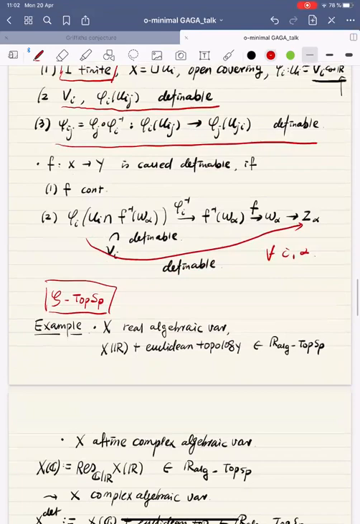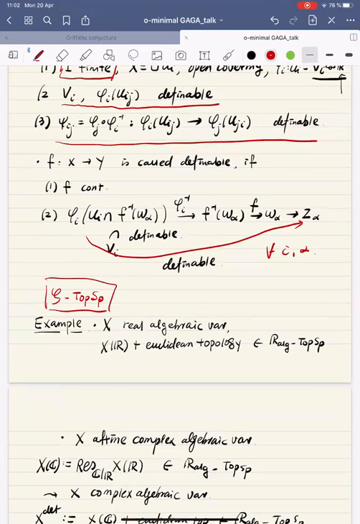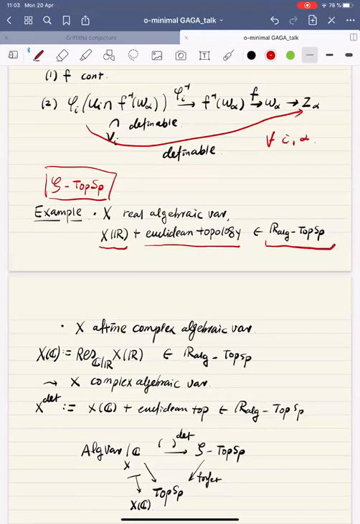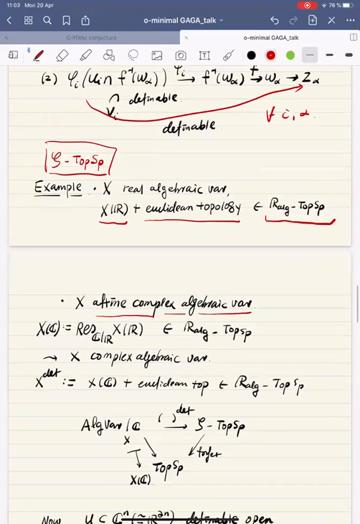An example is that if X is a real algebraic variety, then we consider the real points of this algebraic variety with the Euclidean topology, then this is naturally a definable topological space. And if X is an affine complex algebraic variety, then if we consider the so-called Weil restriction, then this is a real variety. We take the real points, which by definition are the complex points of this affine algebraic variety. Then this X(C) with the Euclidean topology is also a definable topological space.